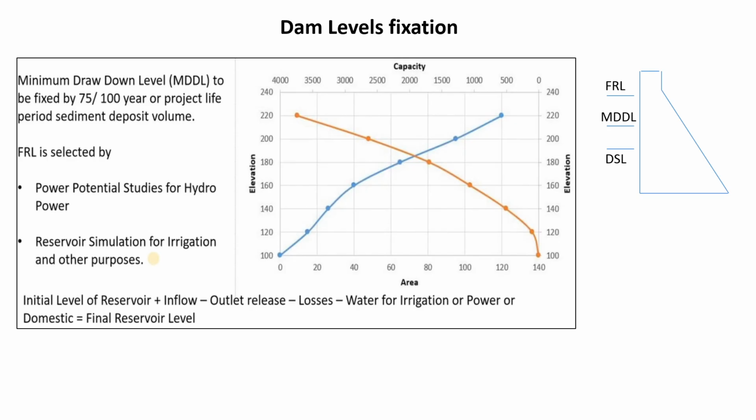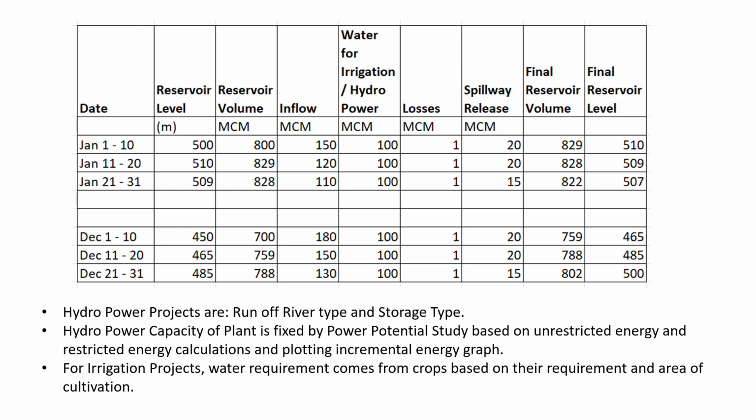Now the remaining level, that is FRL, full reservoir level, has to be obtained by doing power potential studies and reservoir simulation studies. The basic concept here is with initial reservoir level and inflows we subtract the outlet releases, losses and other requirements to get the final level. We have seen the development of area elevation capacity curve. Now we do further analysis to fix the FRL.